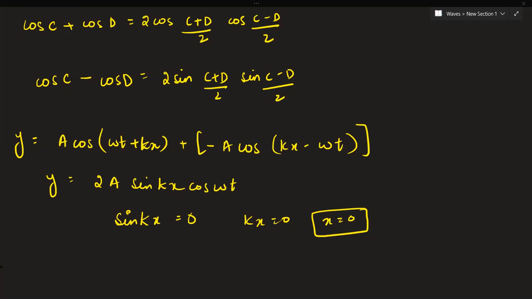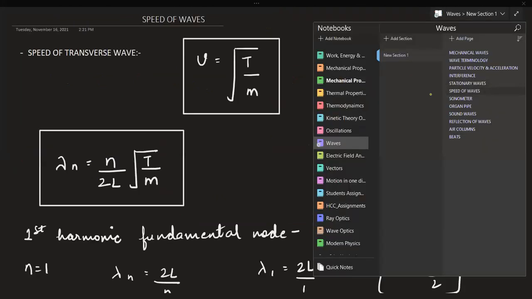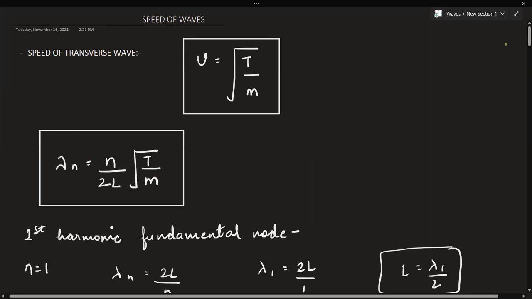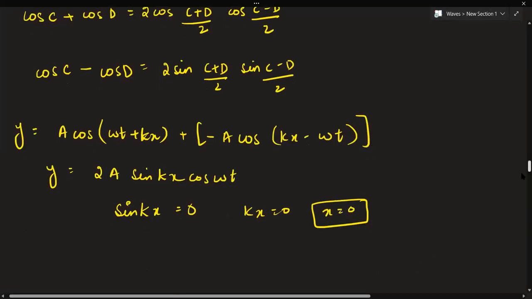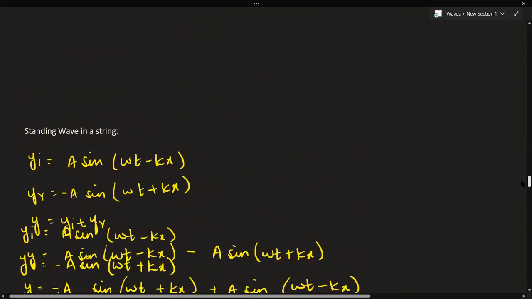Okay. Now see, this was standing wave for a general case. If we specifically talk about standing wave in a string, the incident equation for this one will be, if I say the standing wave is fixed at both the ends.